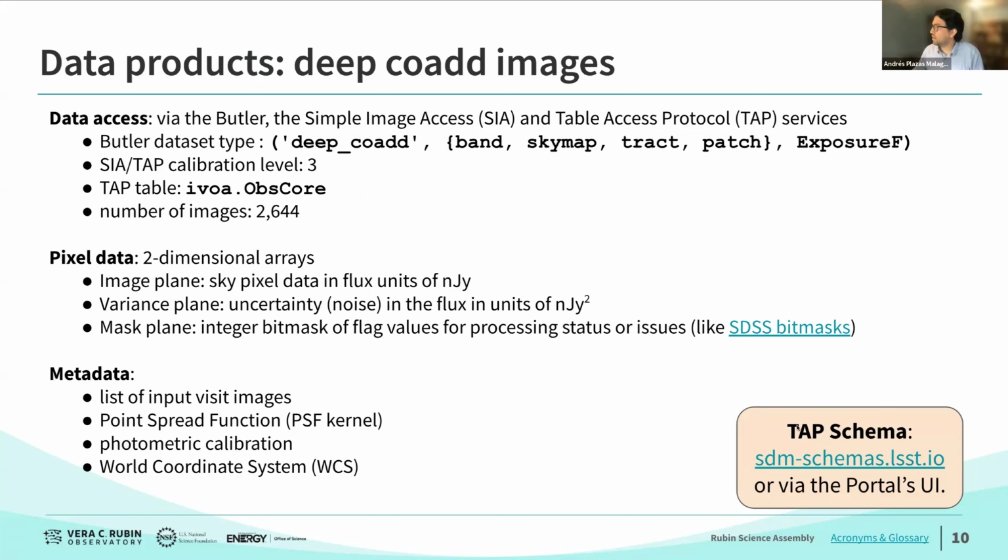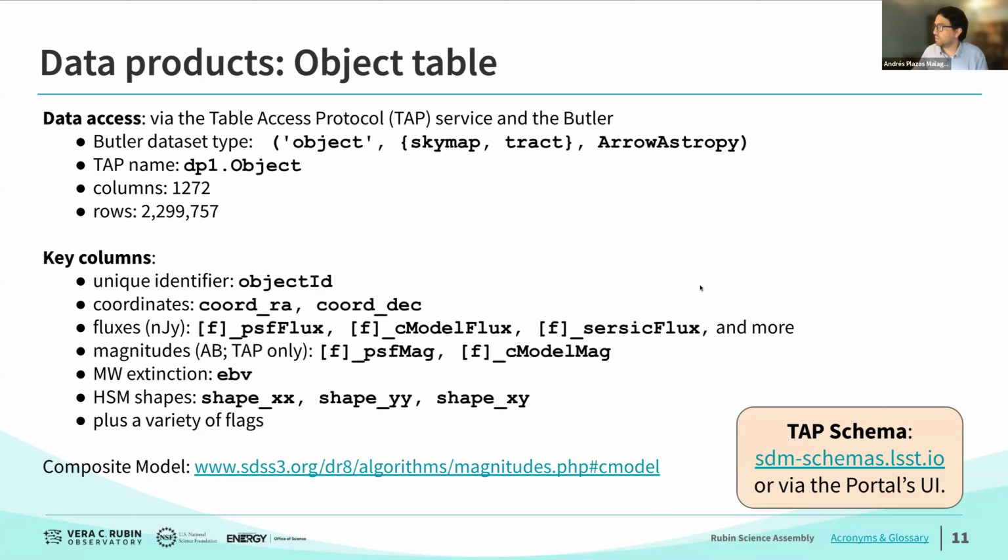So you can take a look at the schema in general, maybe for the tables. You can go to this website, sdmschemas.lsst.io, or also via the portal user interface. You can also access the schema in the notebook aspect of the RSP, and I will illustrate that in a moment. But yeah, this is relevant, of course, the schema for the table.